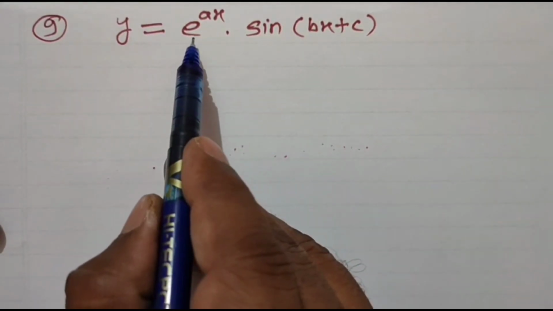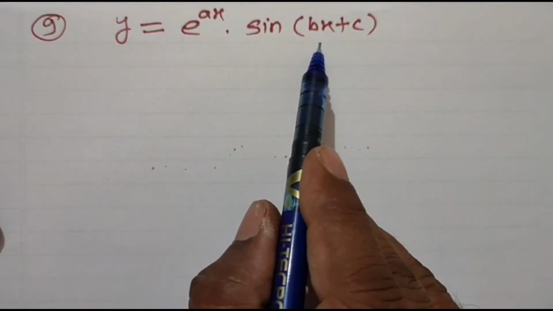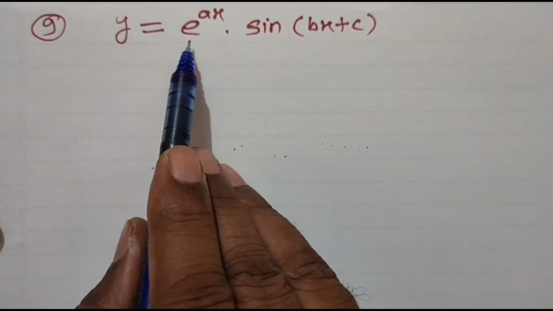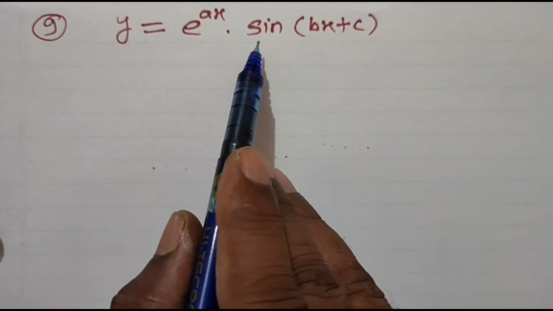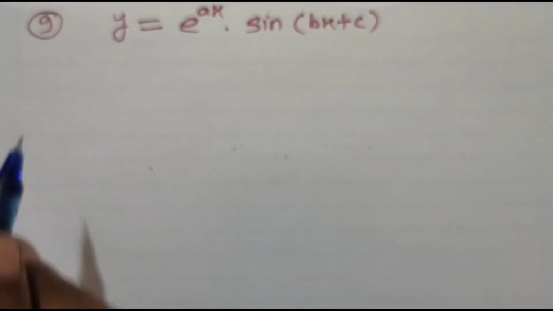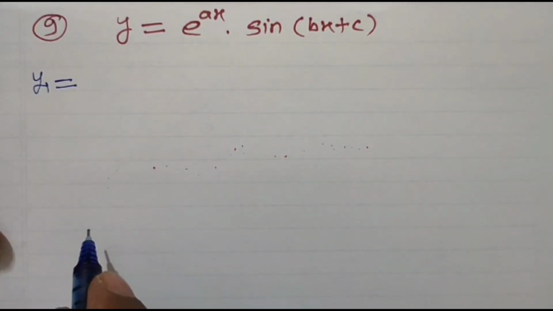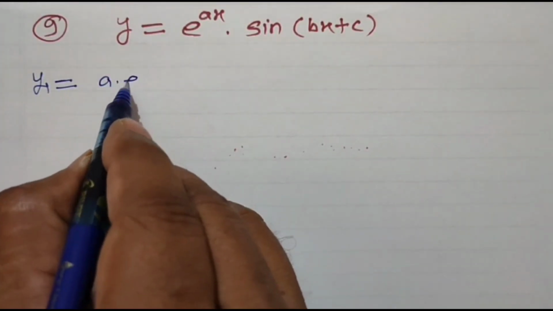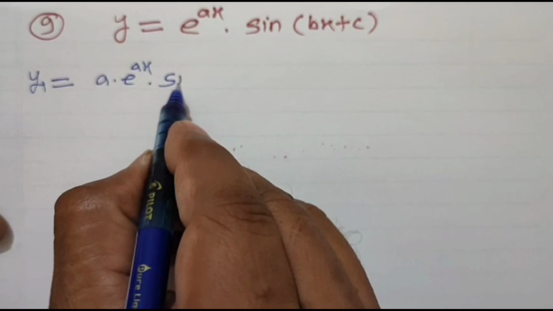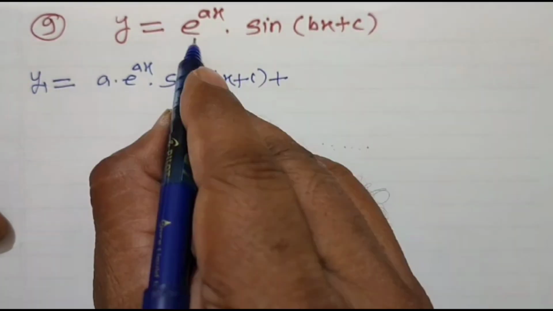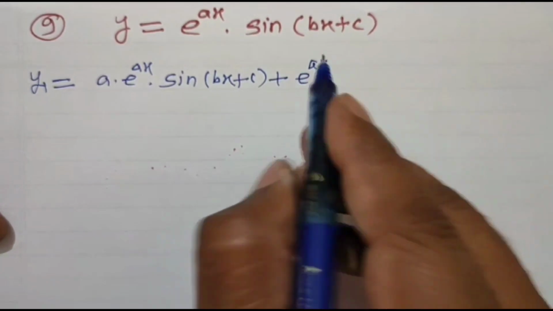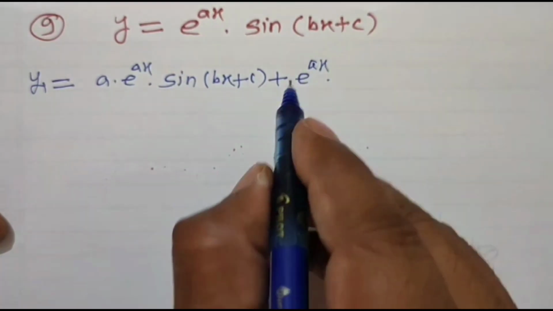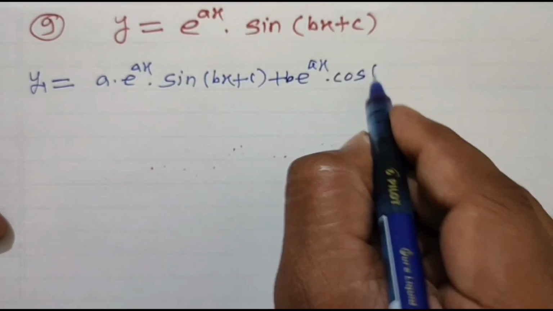For y1, here e to the power ax is an exponential function and this is a trigonometric function, means you have to apply the u into v formula. U is suppose this one, v is suppose this one. So derivative by using the u into v formula. y1 is equal to the first order derivative of this function, equal to the derivative of e to the power ax, a into e to the power ax, second function as it is, sine of bx plus c. Okay, plus first function e to the power ax as it is into the derivative of sine of bx plus c with respect to x, that will be b into cos of bx plus c.